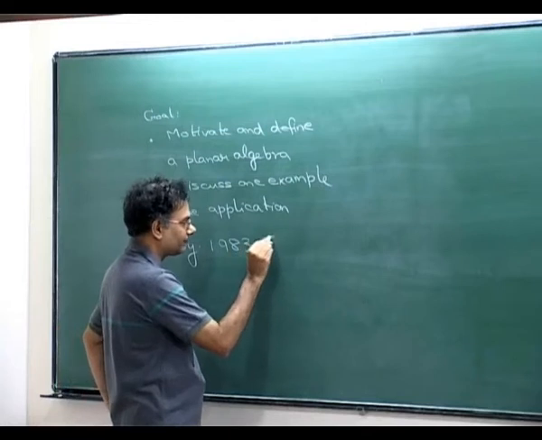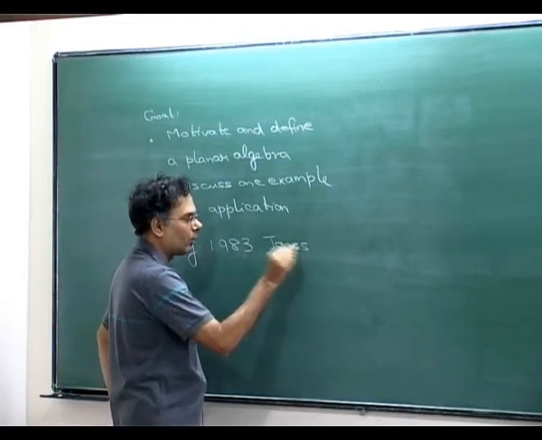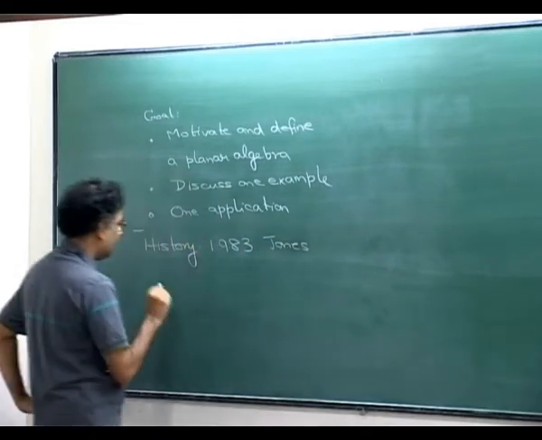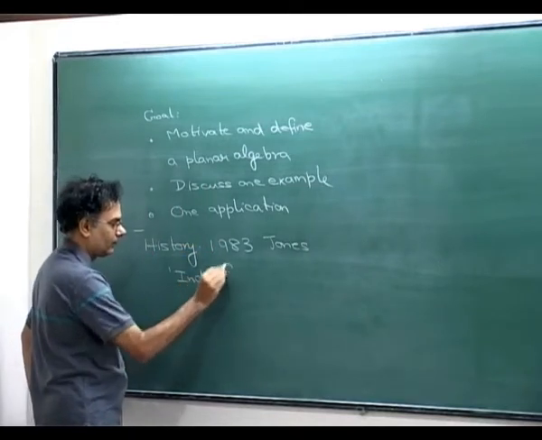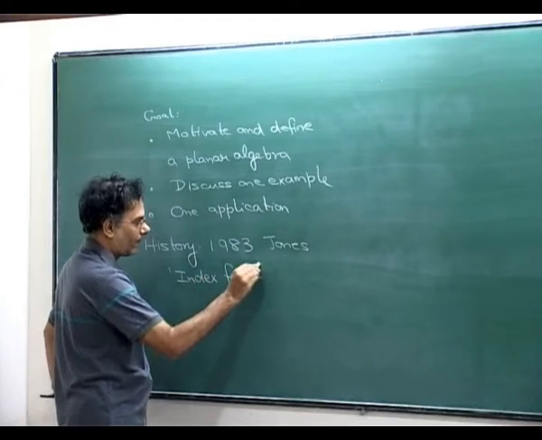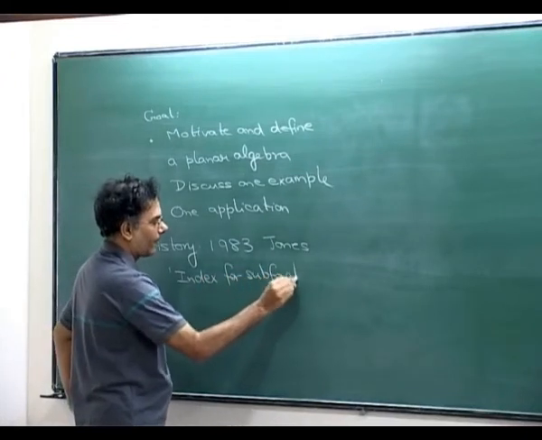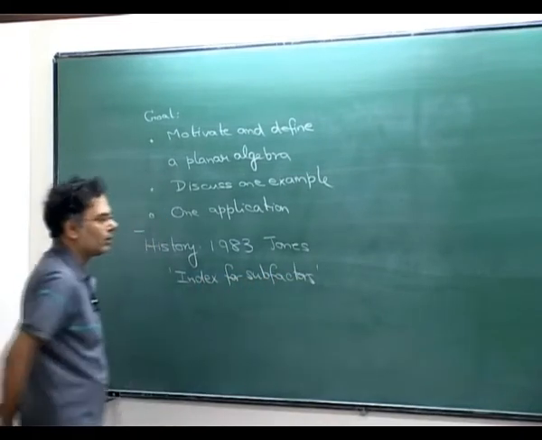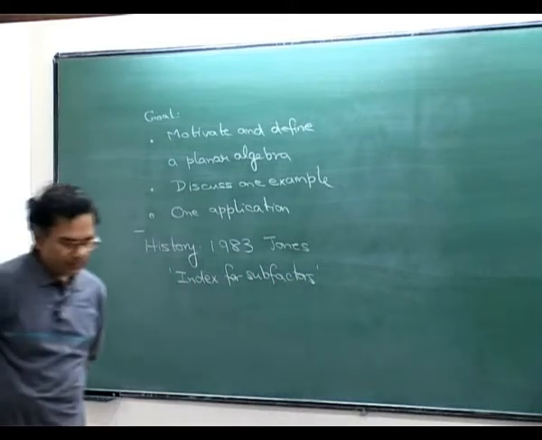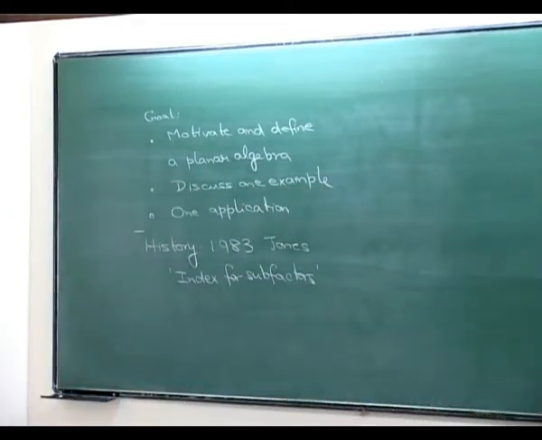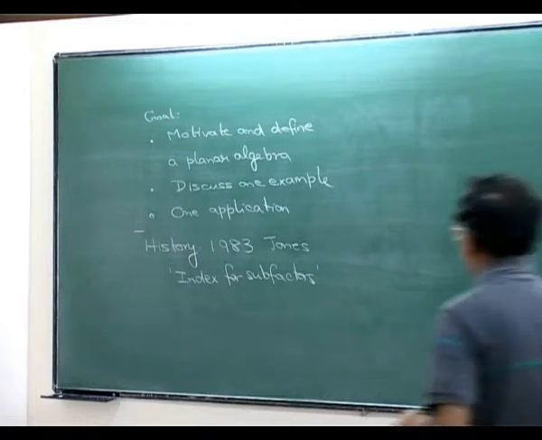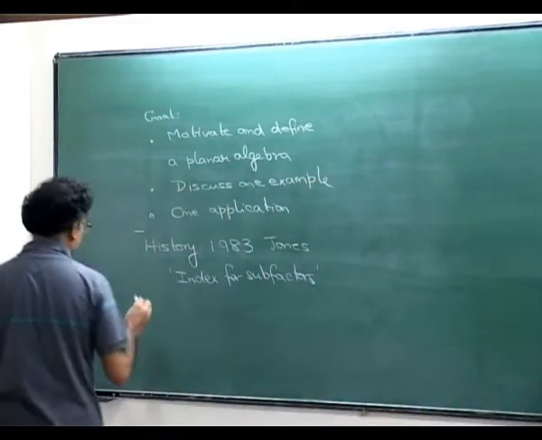In 1983, Jones wrote this very influential paper, Index for Subfactors. So let me briefly explain what was done in this paper. So I need to make some definitions. So now what a von Neumann algebra is.